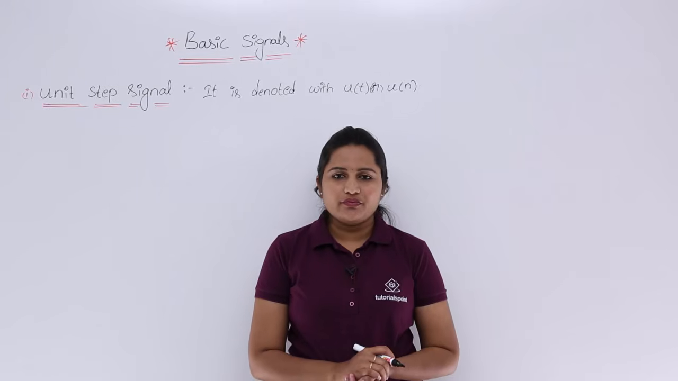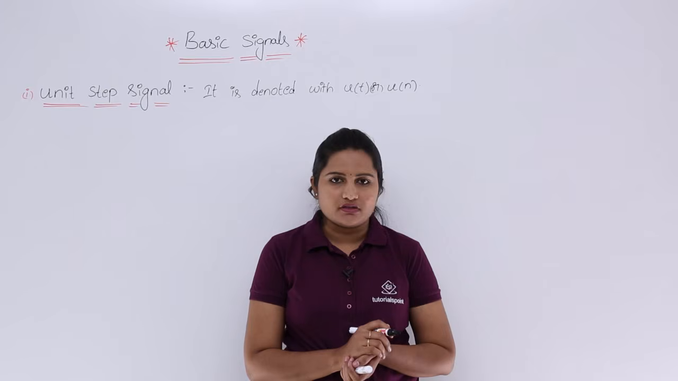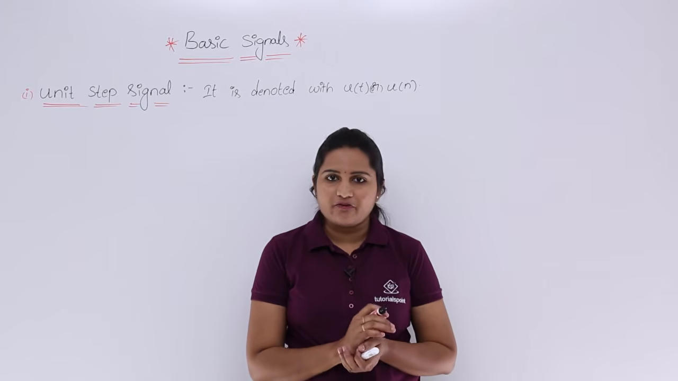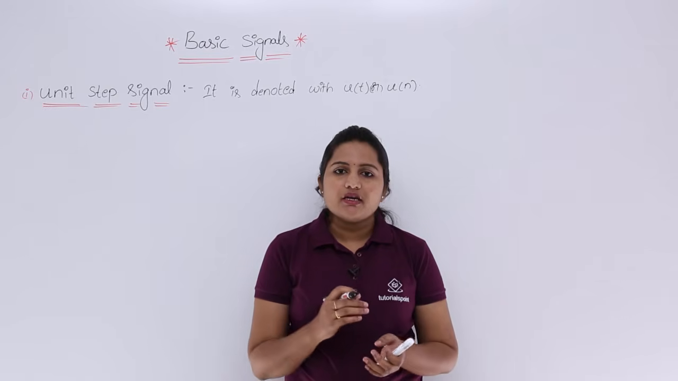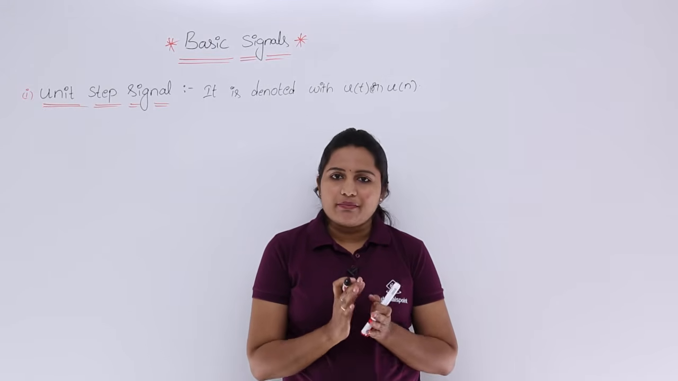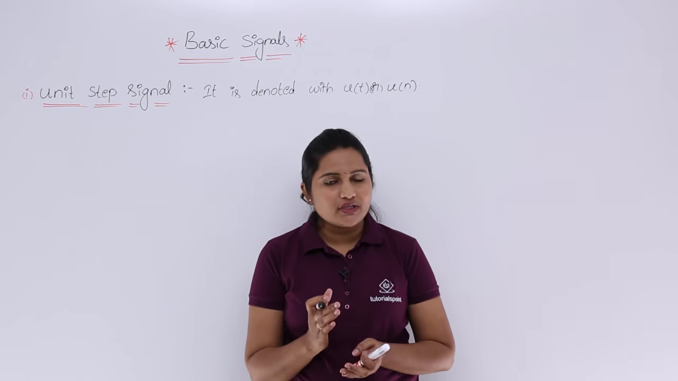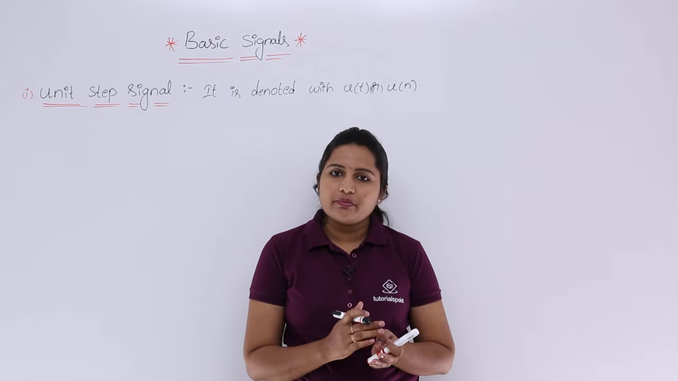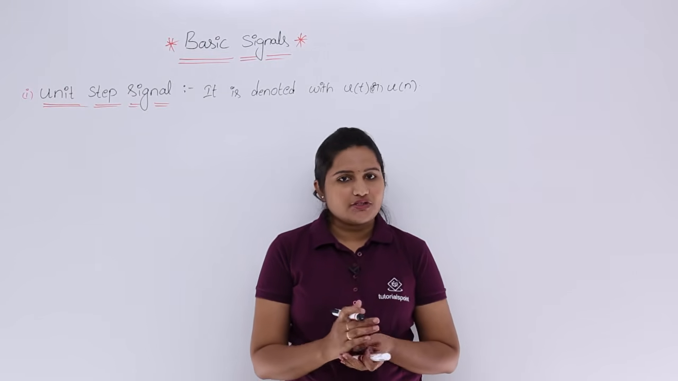In this video, we are going to discuss unit step signal or unit step function. This is also called the step function. Why are we calling this a unit step? Because we are taking the amplitude as 1. Whenever the amplitude of the step function is equal to 1, it is called the unit step signal. If the amplitude is more than 1, then it is just called a step signal.